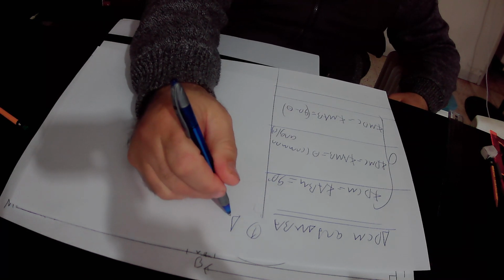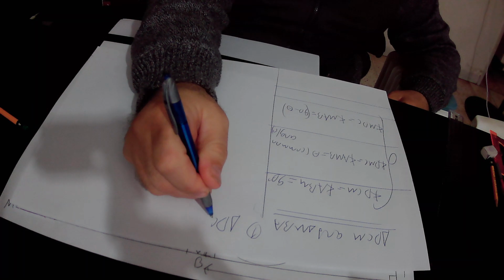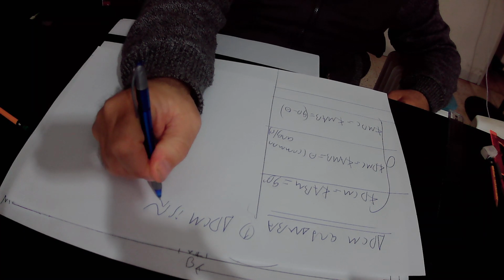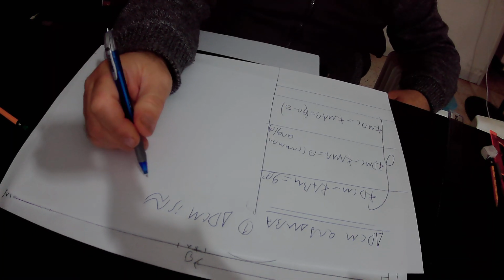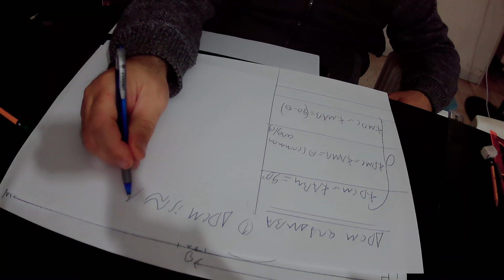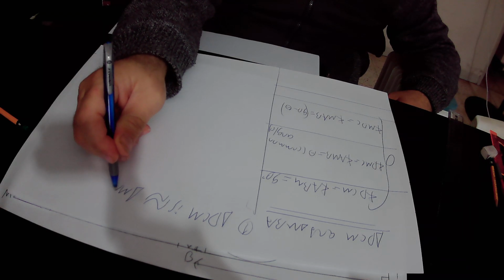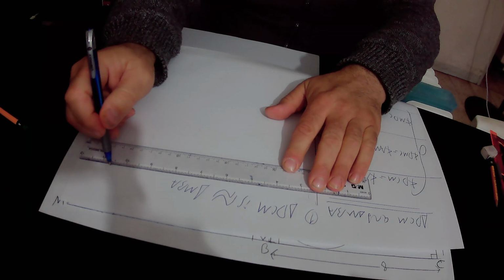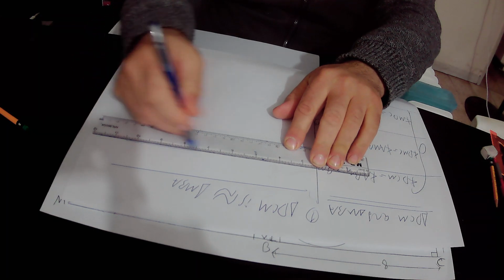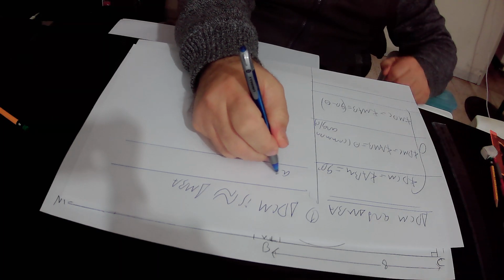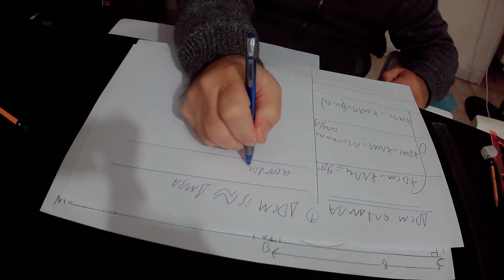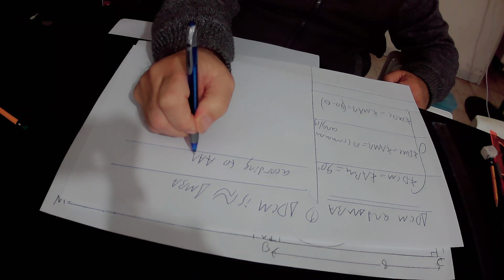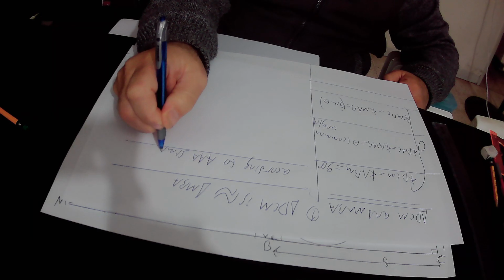The right big triangle DCM is similar, this is the sign of similar, to the right small triangle MBA, according to angle similarity rule.